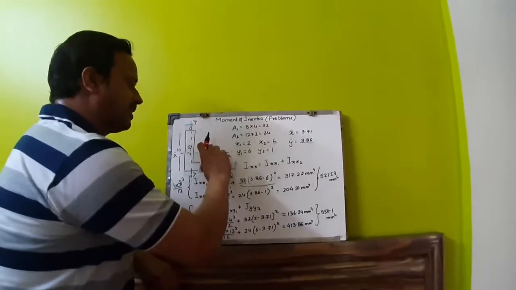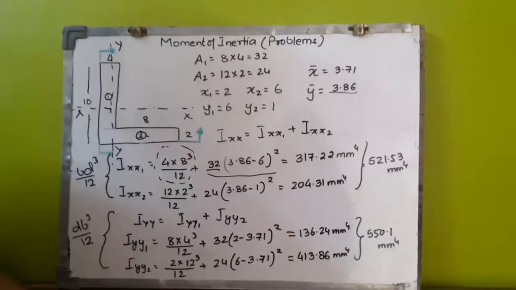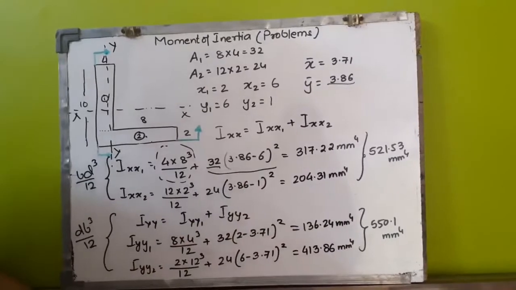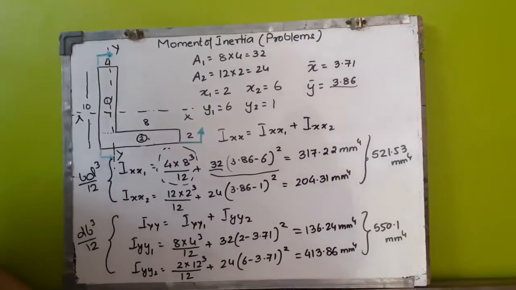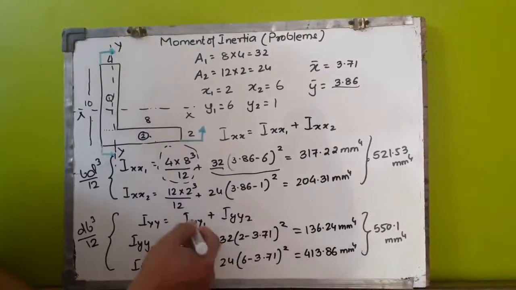So this distance is 1 minus 3.86. So you can write it as 3.86 minus 1. So whether you write it as 3.86 minus 1 or 1 minus 3.86, it makes no difference, because ultimately the value will be whole squared and whole square will always turn out to be positive. So let us come to this term.